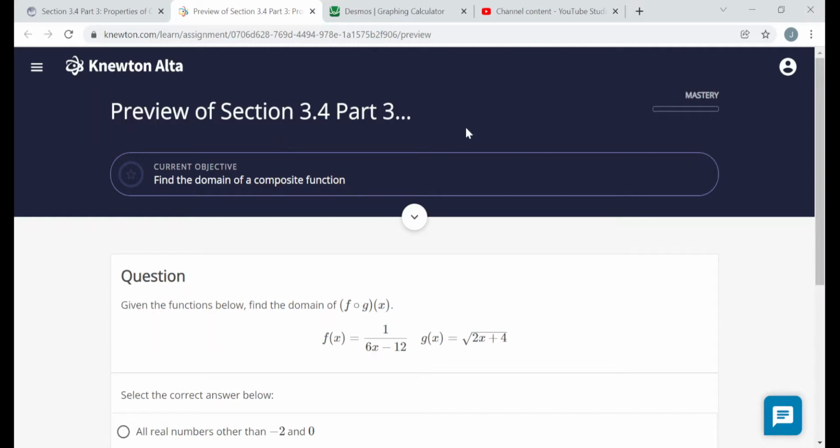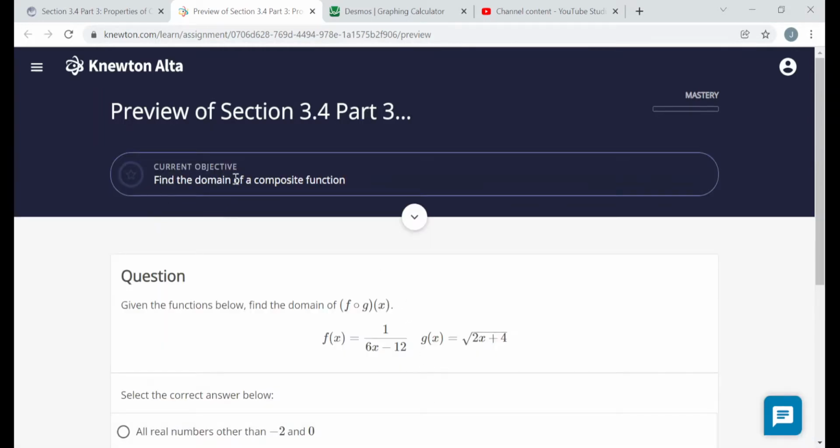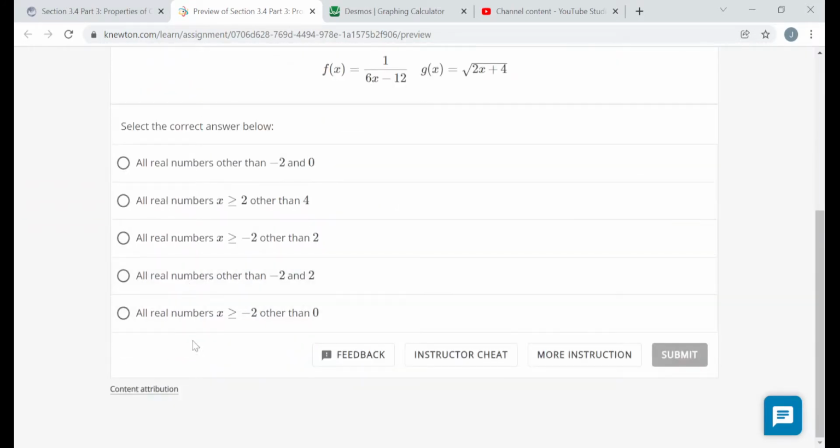Alright, so here's the assignment page. You've got your title, your mastery bar, and the objectives. Looks like there are 2 objectives here. Under the current objective, there should be a question related to that objective. Then at the bottom of every question, there should be a feedback button where you can send feedback to Knewton.